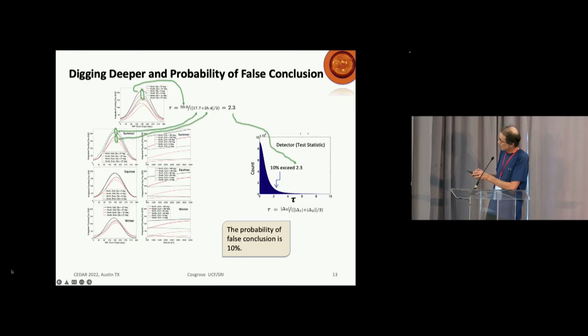If you actually calculate that, you get this number, 2.3, and then you can use a random number generator to make an artificial probability distribution function for that test statistic, and find that this 2.3 is really quite large. Only about 10% of the statistics in the artificially generated PDF would exceed that value. So I conclude that there's only about a 10% probability that this is not a real asymmetry. I do think it's important to do analyses like this because you can very easily fool yourself with this kind of thing.